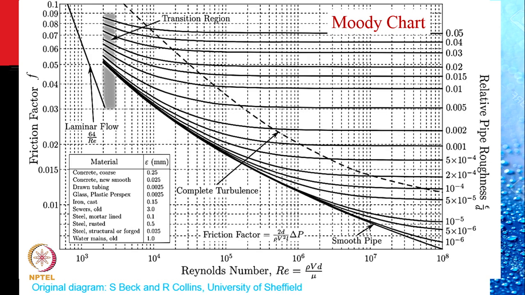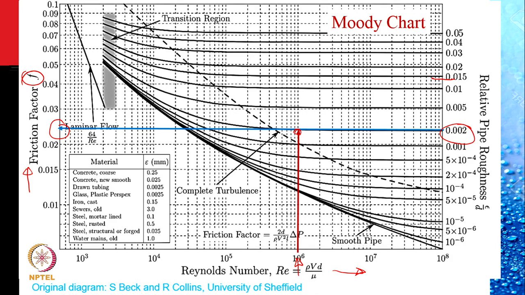In this Moody chart, we have different lines, each line representing a relative roughness parameter. Then there is Reynolds number along this axis and the friction factor f along this axis. For any pipe, we can calculate the Reynolds number. Let the Reynolds number be, for example, 1 million. Then we enter along this axis, and suppose the relative roughness of the pipe is 0.02. Then we get to this point, and then we go to this axis and read the friction factor.